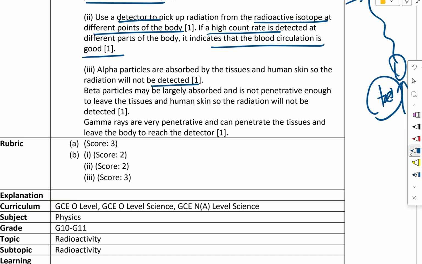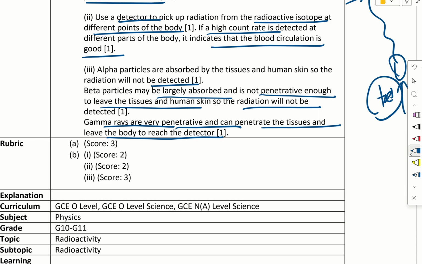Okay, beta particles may be largely absorbed and it's not penetrative enough still. So the radiation will not be detected, but gamma rays are very penetrative and can penetrate the tissues and leave the body to reach the detector.